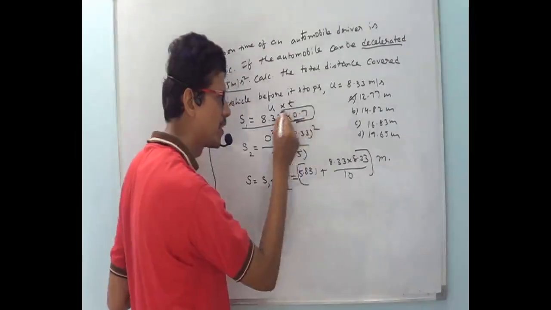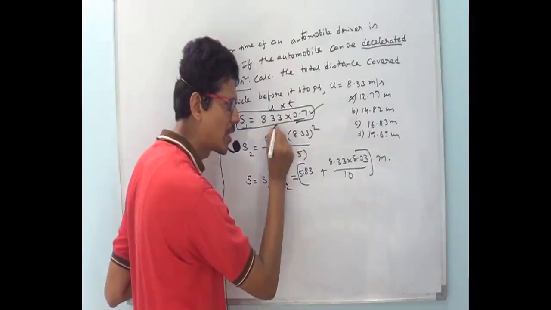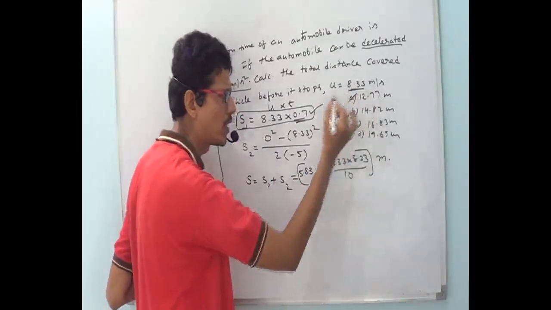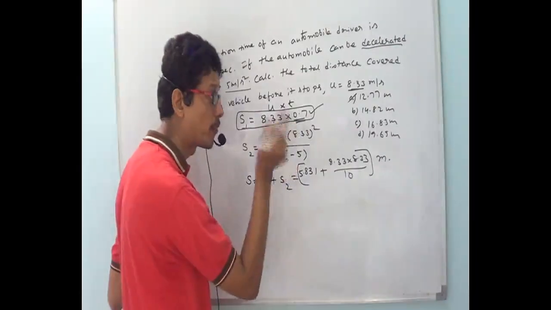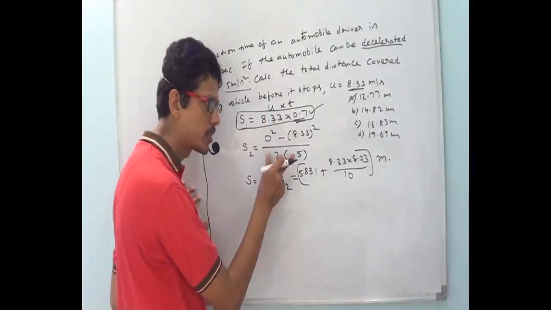In the reaction time, the distance traveled is this much. He has not applied the brakes. With this velocity, it is a moving vehicle, so velocity into time. After the brakes are applied, the distance traveled is this. I have to add these two distances.